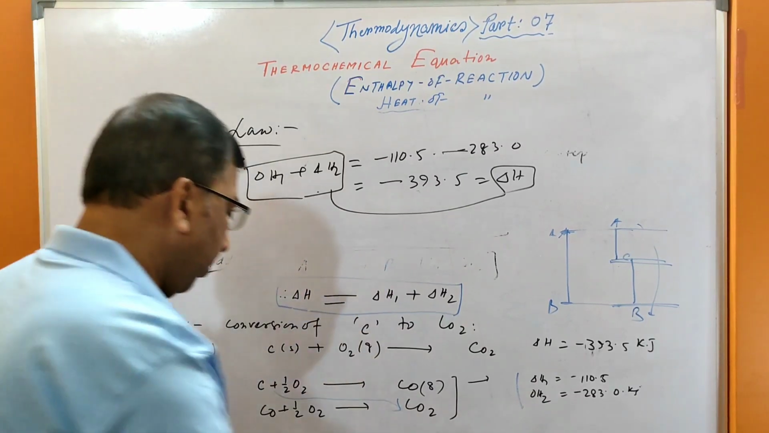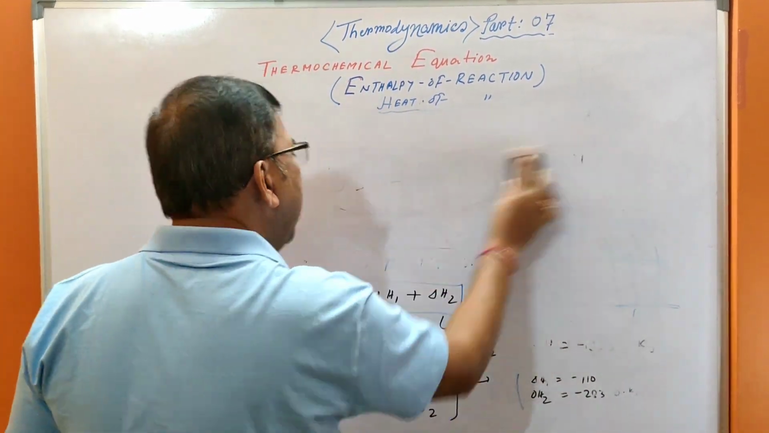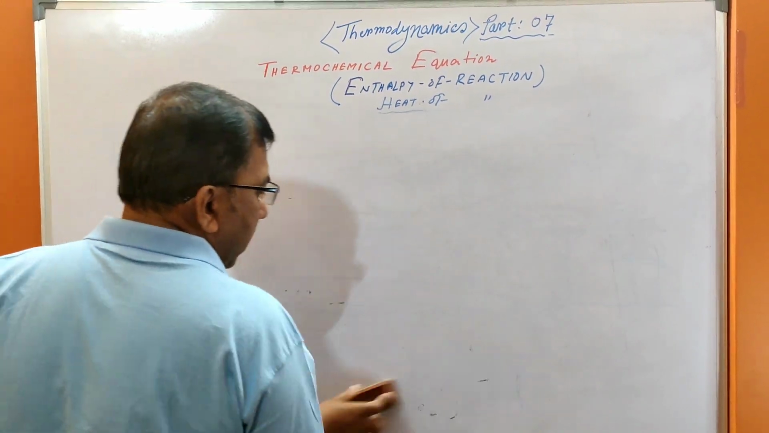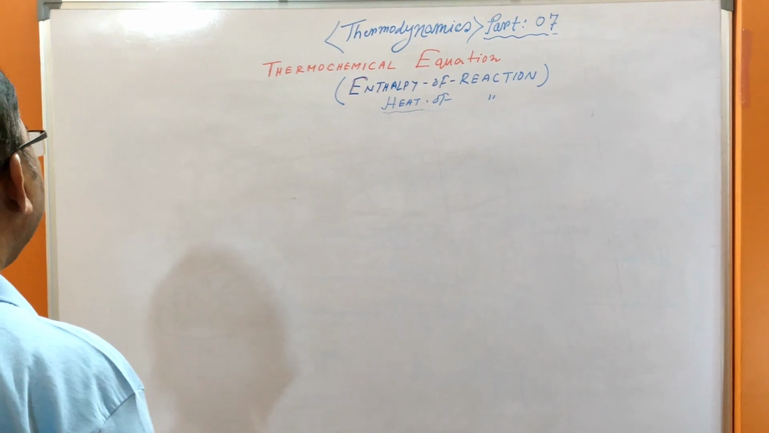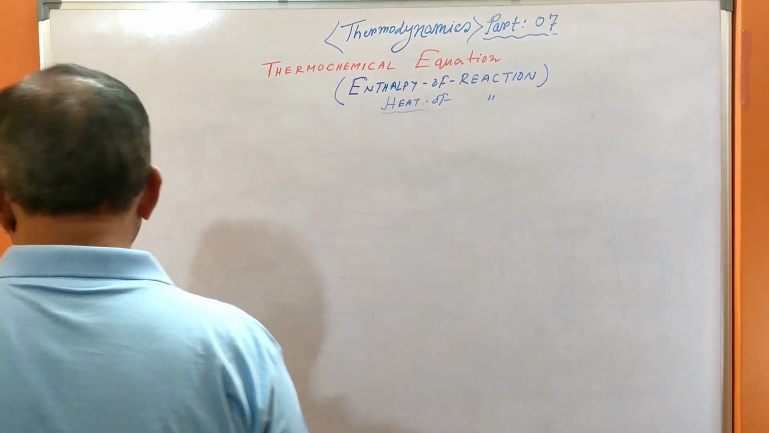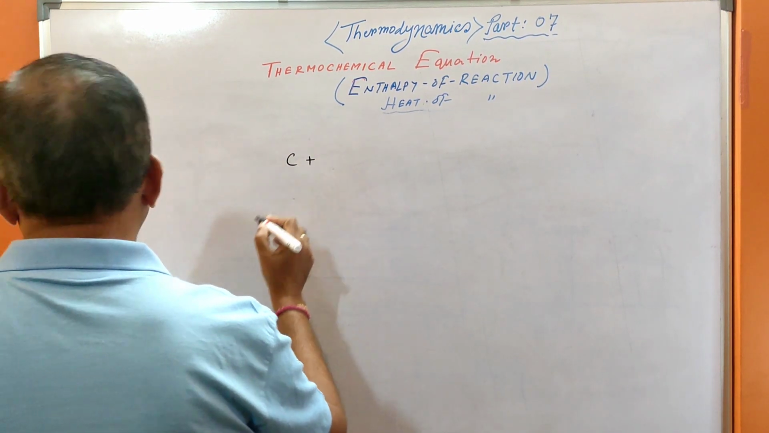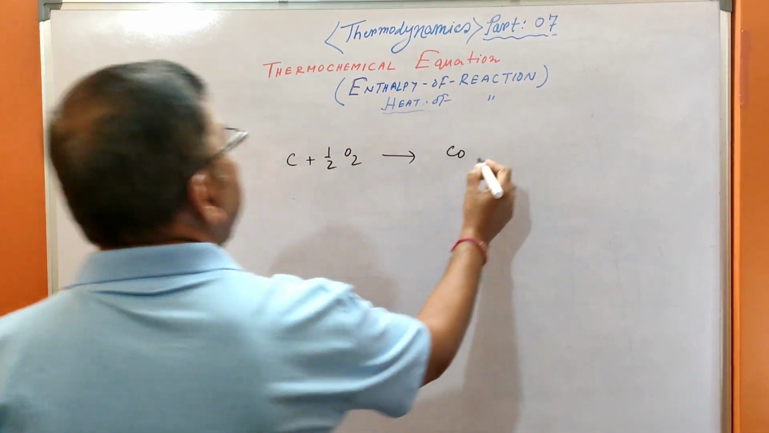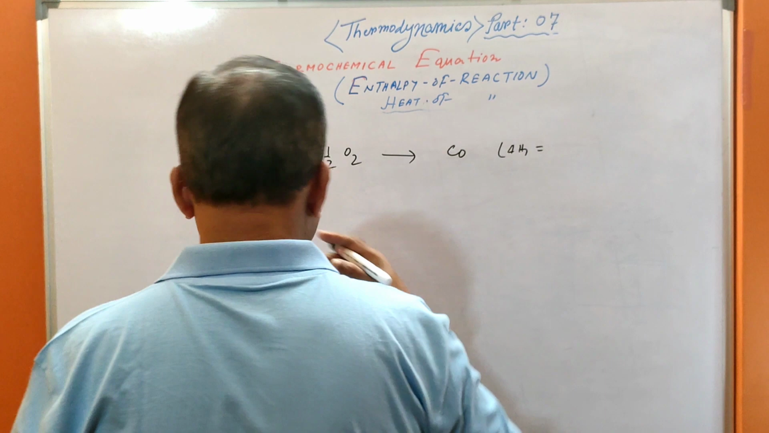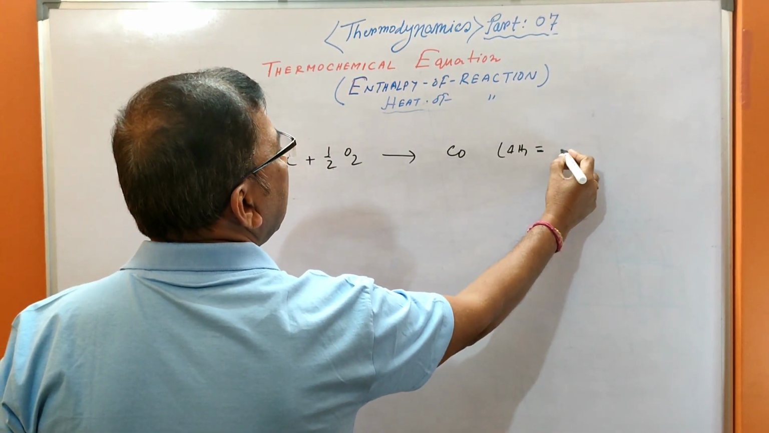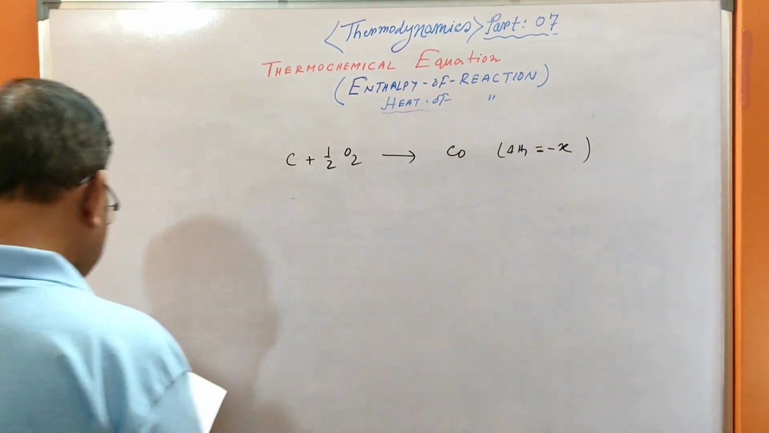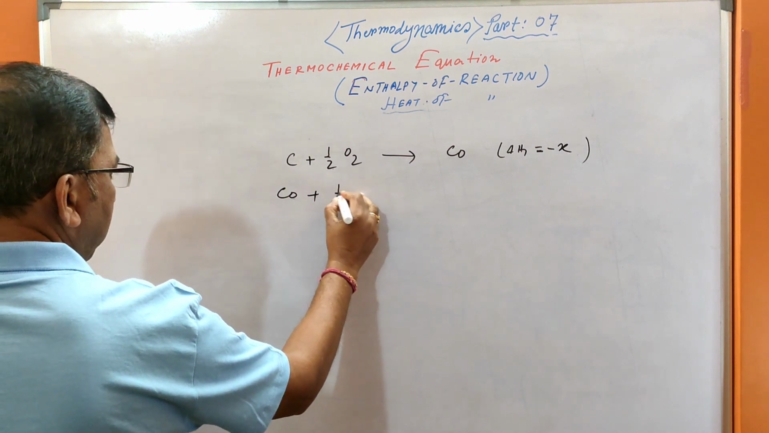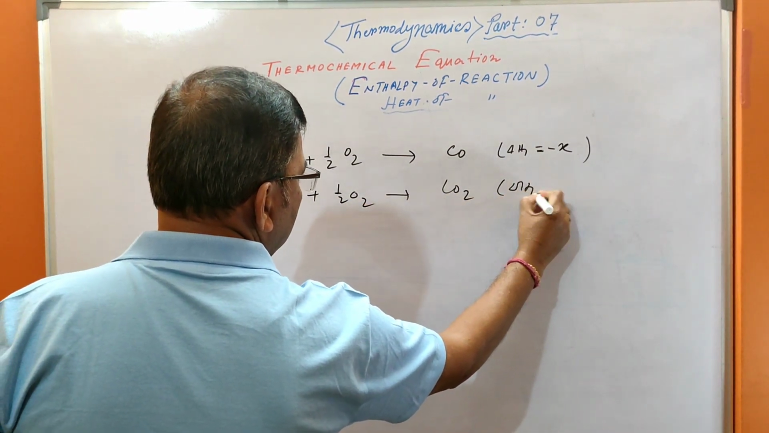So, let's come to some numerical problem. Suppose carbon plus half O2 gives CO, and here delta H1 is given. Suppose anything, suppose minus X. Clear? Minus X. And this carbon monoxide, CO plus half O2 gives CO2, and delta H2 equals minus Y.